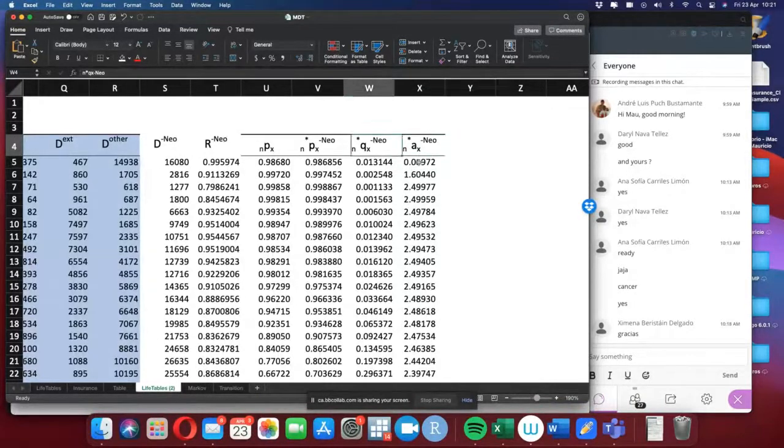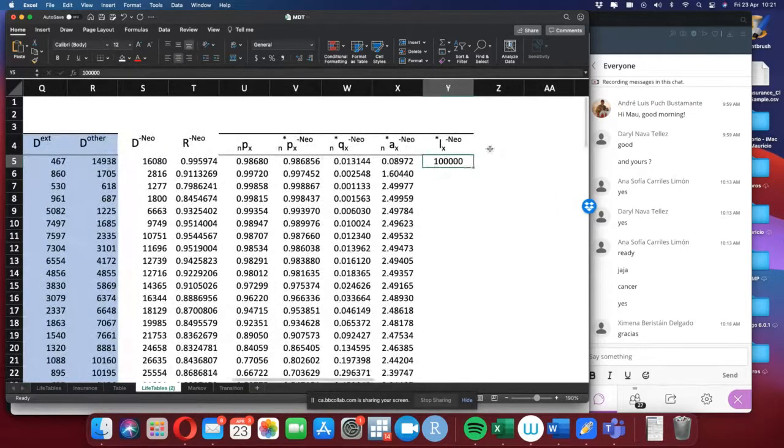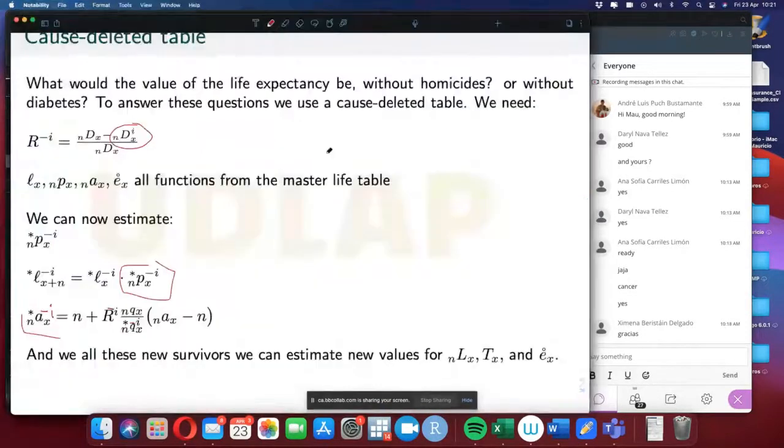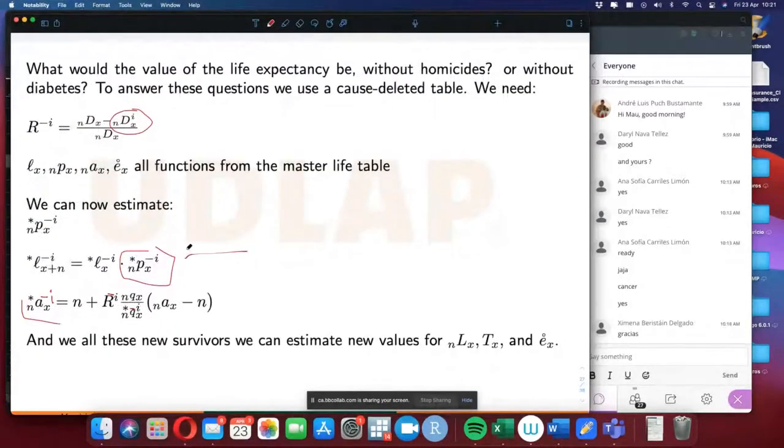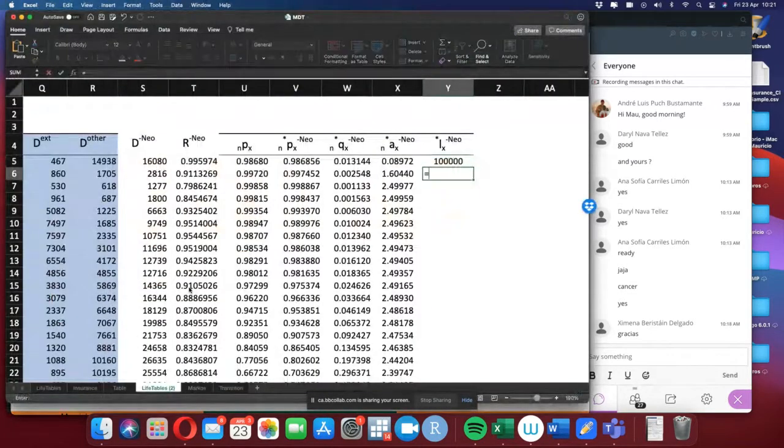So let's start with our new survivors, LX. So essentially what we are going to do is start new values for the life table, again with 100,000. And in order to get the following value, we use this formula right here. Essentially telling me, okay, those who are going to survive are those that you have times the probability of surviving, or the new probability that you estimated. These times these new probabilities.